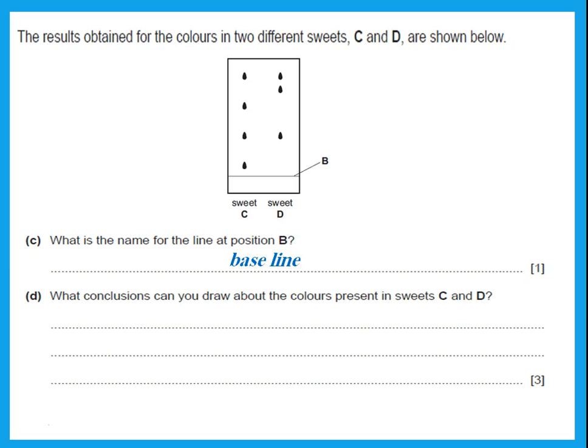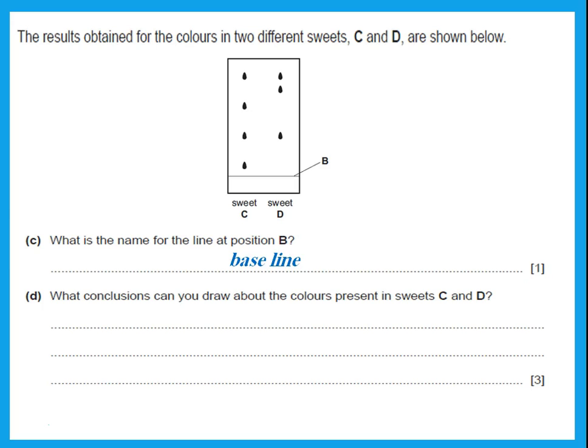So let's take a look. Can you see where C is and D? So C, obviously, first of all, C has how many spots? It has 4 spots, while D has 3 spots. So that means that C has 4 different colors, while D has 3 different colors. Do they have any colors in common?